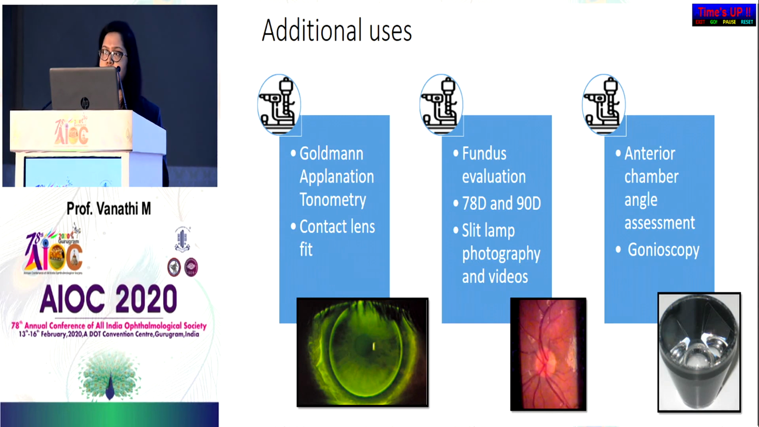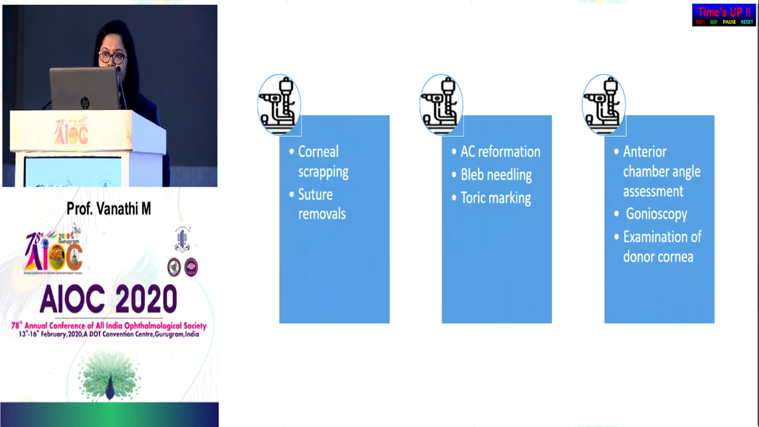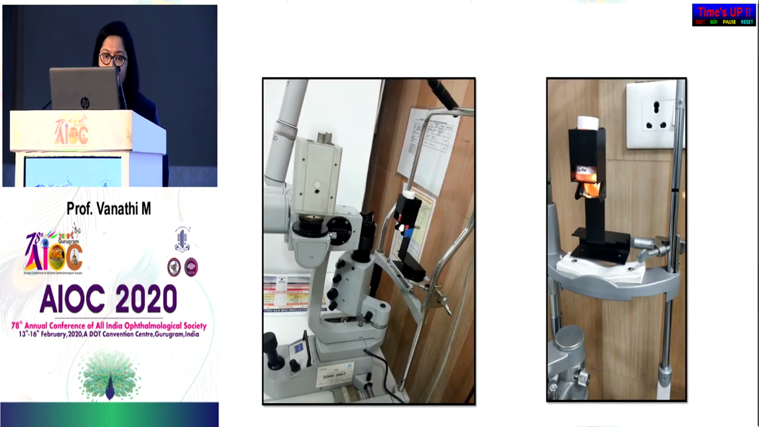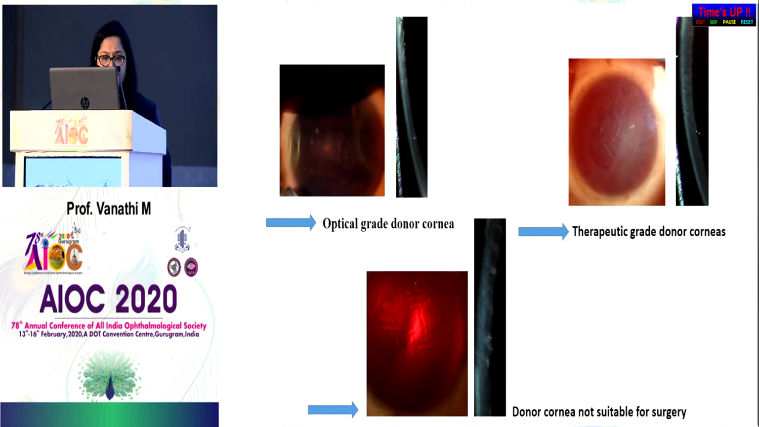Additional uses: we can use applanation tonometry, contact lens fitting, and you can also use the slit lamp in doing your fundus evaluation by using 78 and 90 D, and slit lamp photography and videos can also be taken. Anterior chamber assessment and gonioscopy can also be done. You can also do certain procedures like corneal scraping, suture removals, AC reformation, bleb needling, and toric marking. And you can also examine a donor cornea. This is a tissue holder which is attached to the slit lamp, and you keep your donor cornea, which is kept in Cornisol media, and evaluate it. Based on that, you can grade your cornea, whether it's an optical grade cornea or therapeutic grade cornea, or it's not suitable for surgeries.